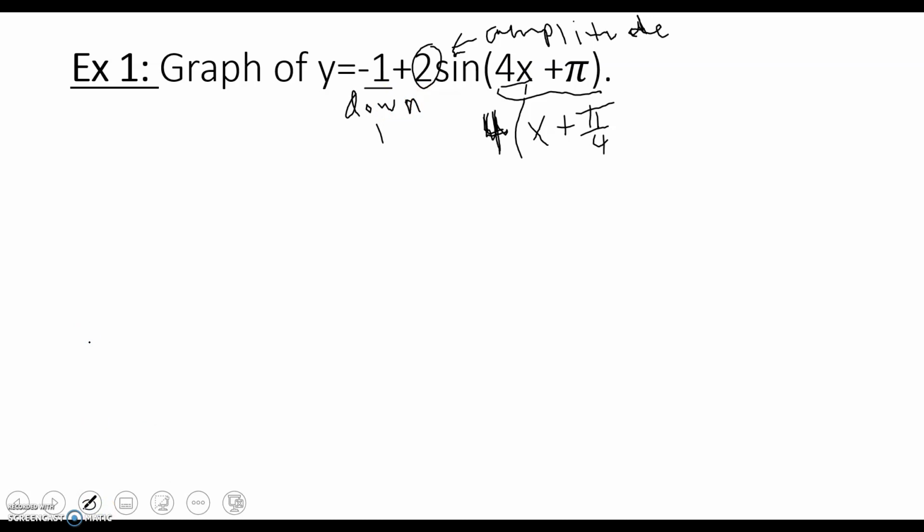Okay, so we're dividing both of these by 4, basically. When you divide this one by 4, the 4's cancel, you get x. When you divide pi by 4, you get pi over 4. So this actually becomes the sine of 4 times (x plus pi over 4).